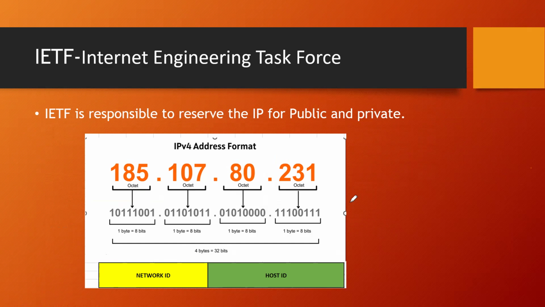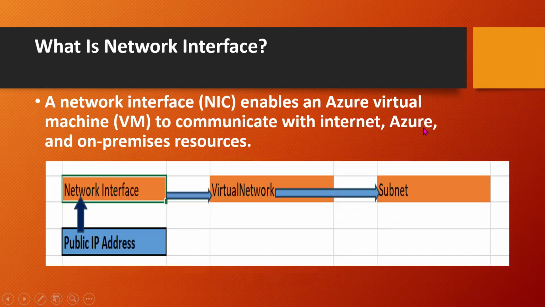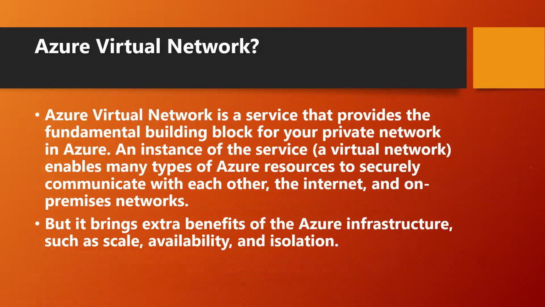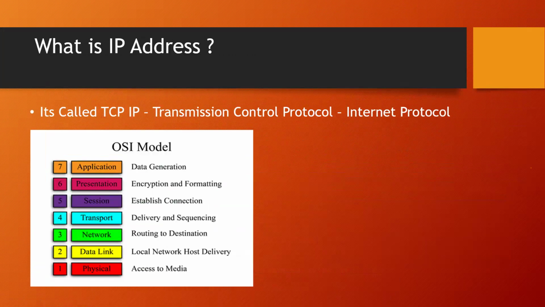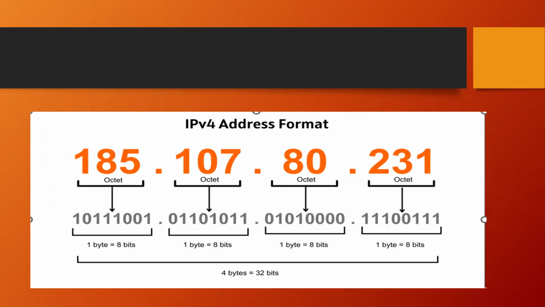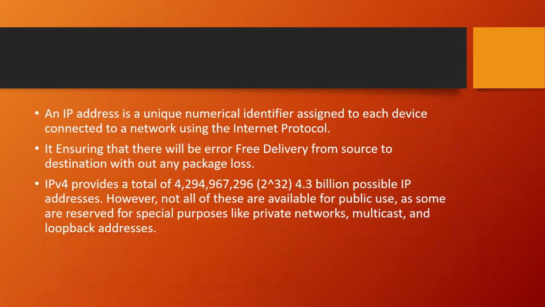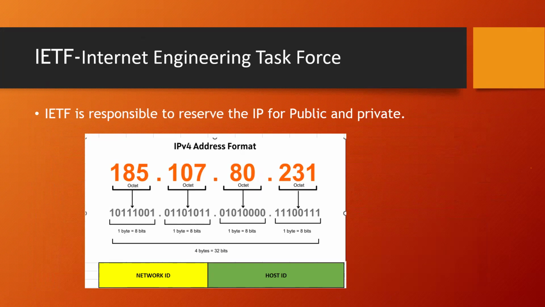So now I think everything is clear. We have gone through what IP addresses are. First we discussed the virtual network, and there we saw there is something called address space and subnet, and to understand the subnet we need IP addresses. We understood what IP addresses are and what they are used for. Then we came to know that IP addresses are divided into public and private purposes. Who decides this? This is the IETF, which decides and reserves the IP addresses.